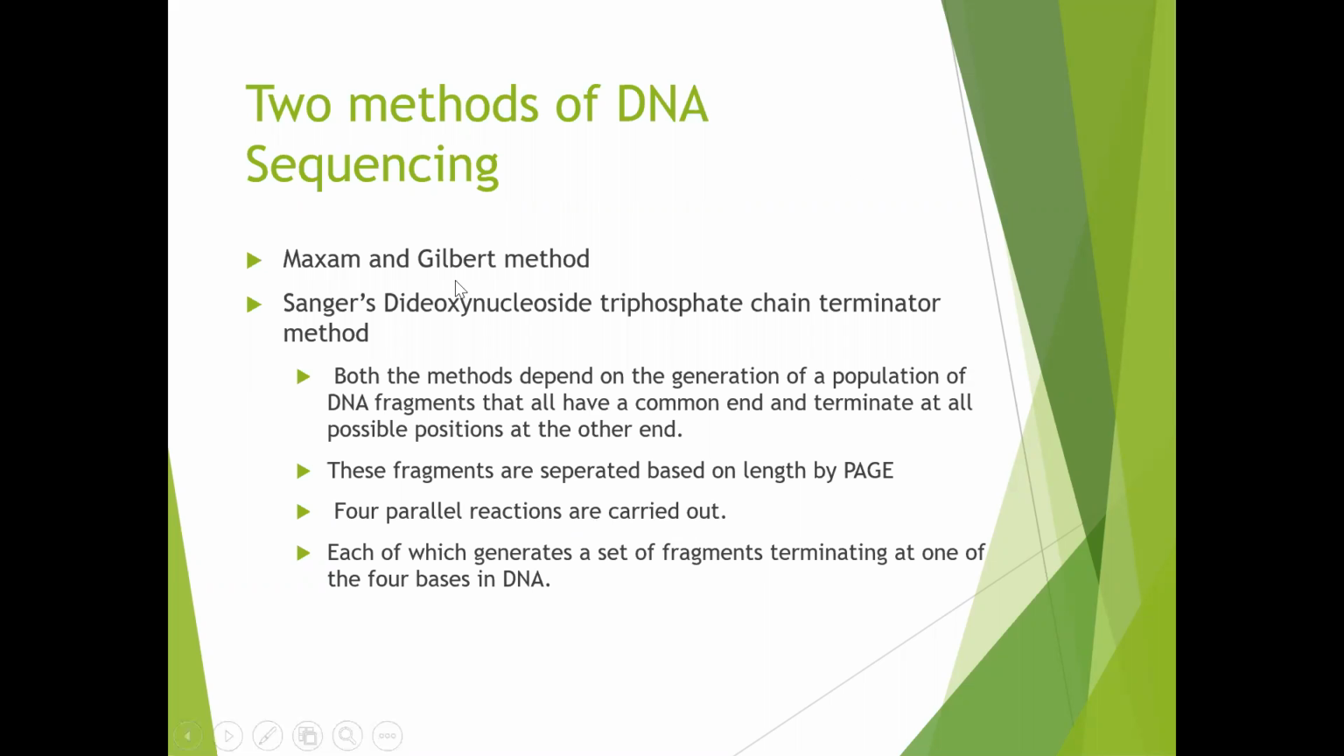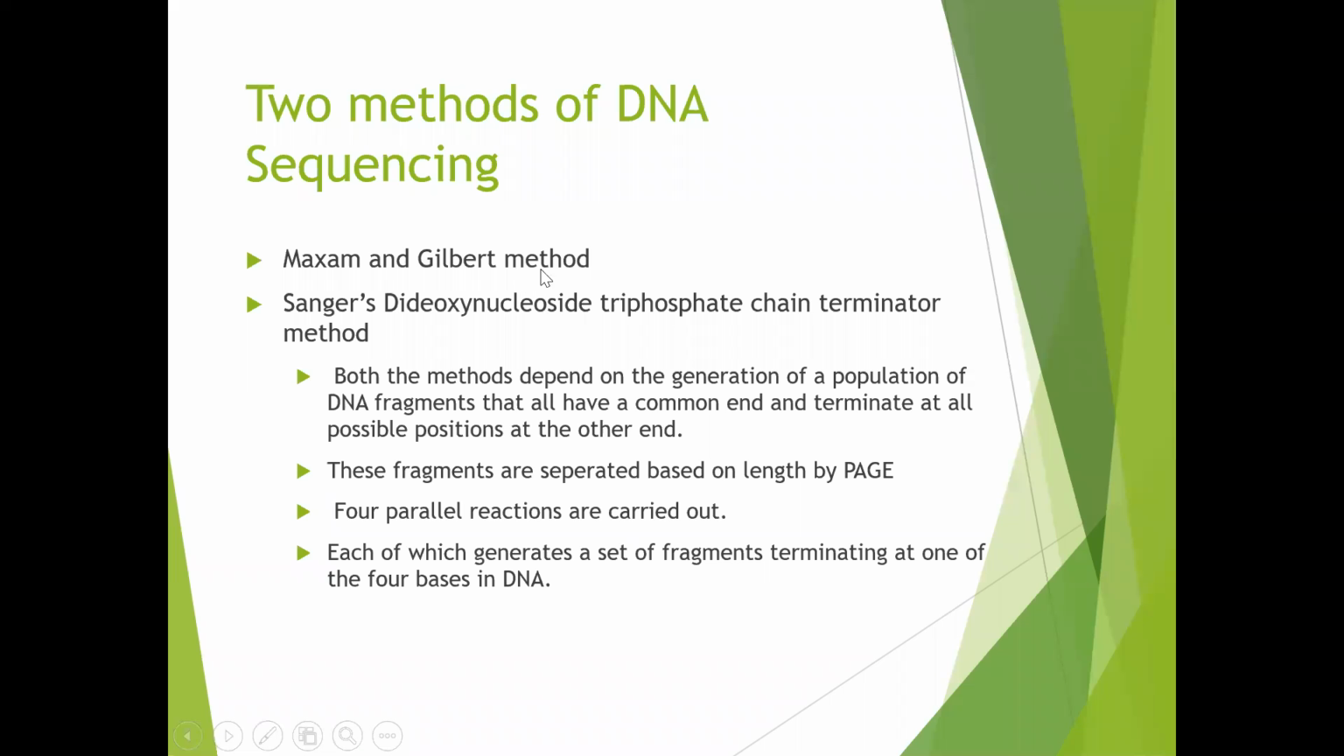Since there are 4 bases present in DNA, here we need to carry out 4 parallel reactions, generating a set of fragments in all the 4 parallel reactions. After these parallel reaction products are formed, we have to separate these fragments on polyacrylamide gel electrophoresis. And each reaction generates a set of fragments terminating at one of the 4 bases in the DNA, as I told you earlier.